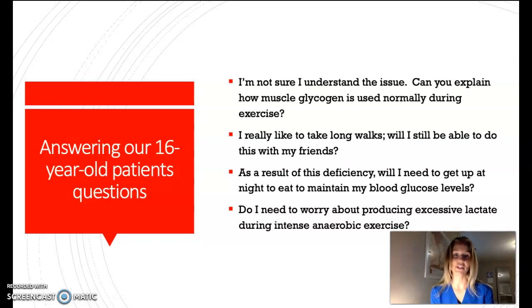My patient's second question is, I really like to take long walks. Will I be able to do this with my friends? I responded by saying, as her healthcare professional, it is important for your overall health that you are still staying active, and walks with friends and family is a great way to do that. I would encourage you to share your new diagnosis with your family and friends so that they are aware of your diagnosis and possible limitations.